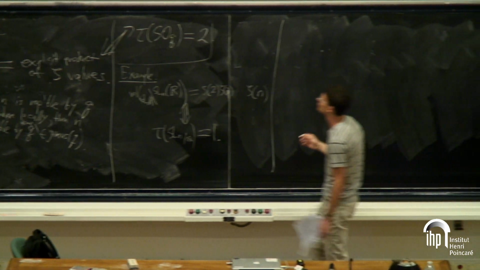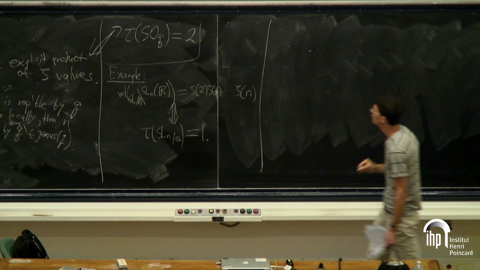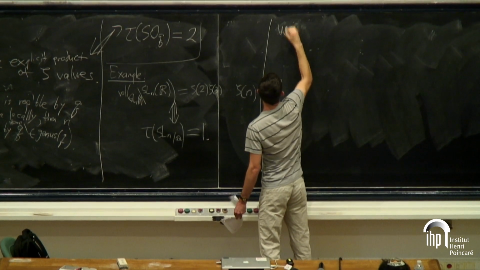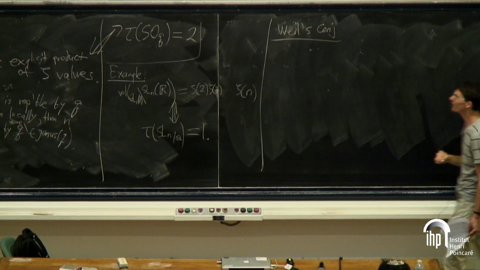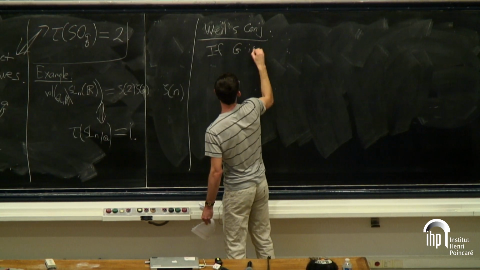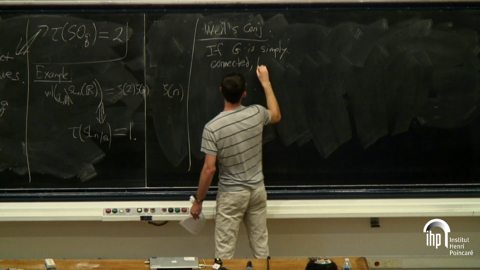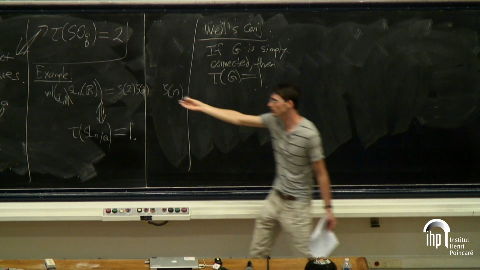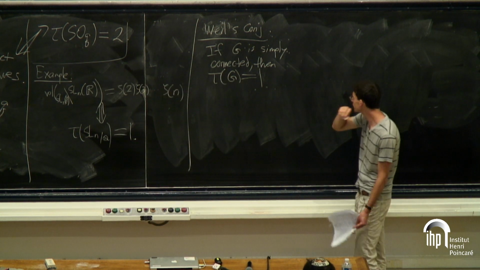So the point of all this is hopefully I've convinced you that these are numbers which we should want to compute. Okay, so I should also mention Weil's conjecture. This is not the Weil conjectures, but this is Weil's conjecture on Tamagawa numbers, which is that if G is simply connected over a global field, then the Tamagawa number of G is 1. So SL_N is an example. It's simply connected, its Tamagawa number is 1. This is over any global field.